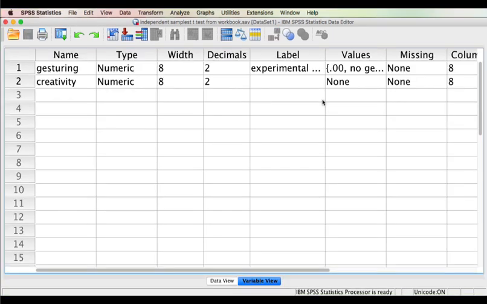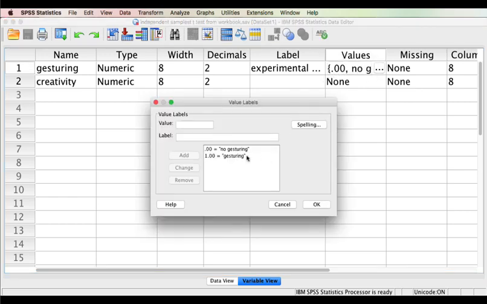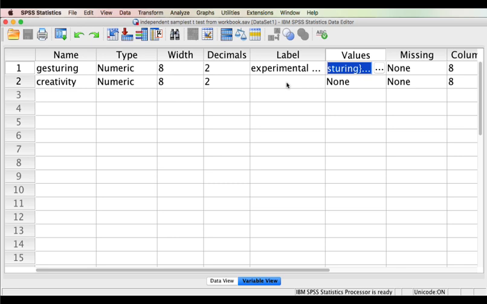Here we have an experimental condition of gesturing, and participants were assigned to either not have any gesturing or to be in the gesturing group. The creativity variable is the number of novel feasible uses identified for an object, and this is a ratio variable.